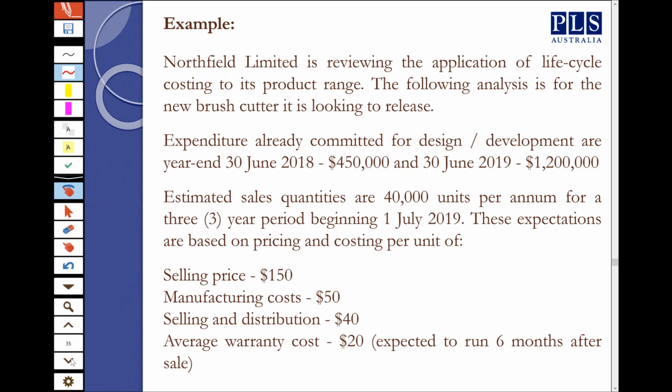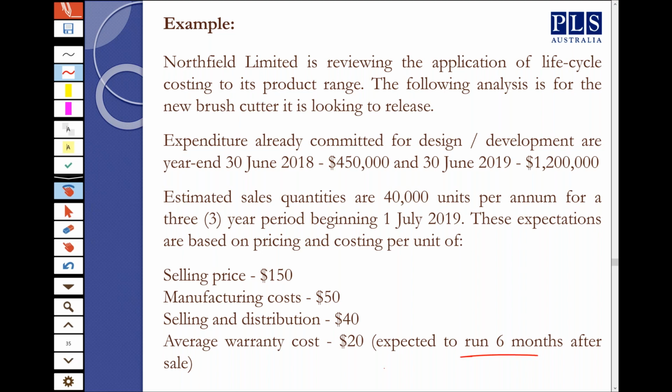start off with Northfield, reviewing the application of life cycle costing to its product range. Expenditure already committed for the design and development for the year ended 30 June 2018, 450,000, 30 June 2019, 1.2 million. Estimated sales quantities are 40,000 units per annum for a 3-year period beginning on 1 July 2019. Expectations are based on pricing and costing of 150 for selling, 50 for manufacturing, selling and distribution 40, and your average warranty cost expected to run 6 months after.